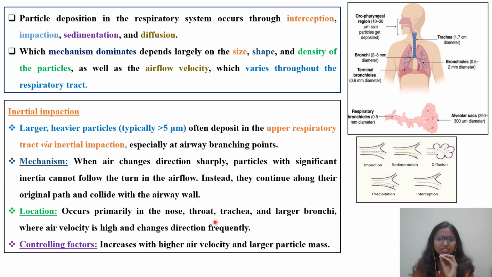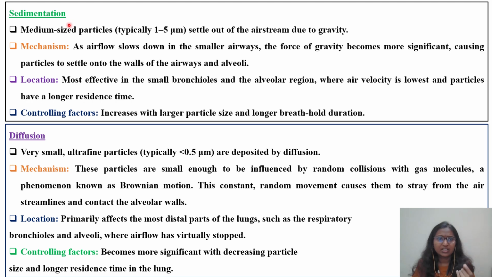You have to remember which region this applies to. And what are the controlling factors? Impaction increases with higher air velocity and larger particle mass. One point mentioned here was the density of the particles. So that was about inertial impaction. Let us see the next one, that is sedimentation.